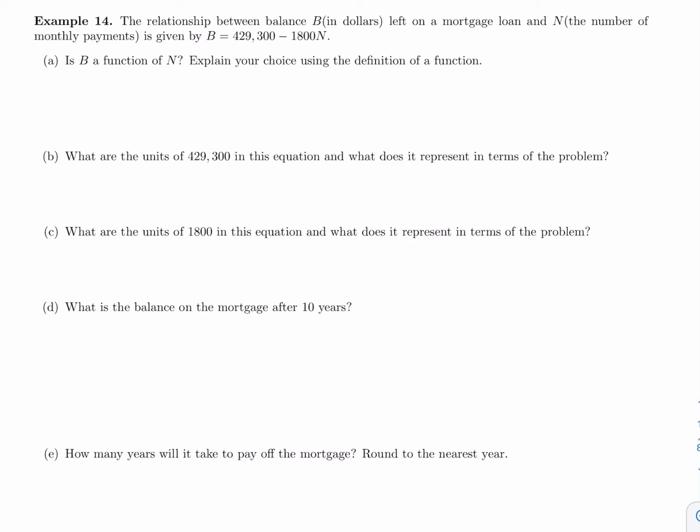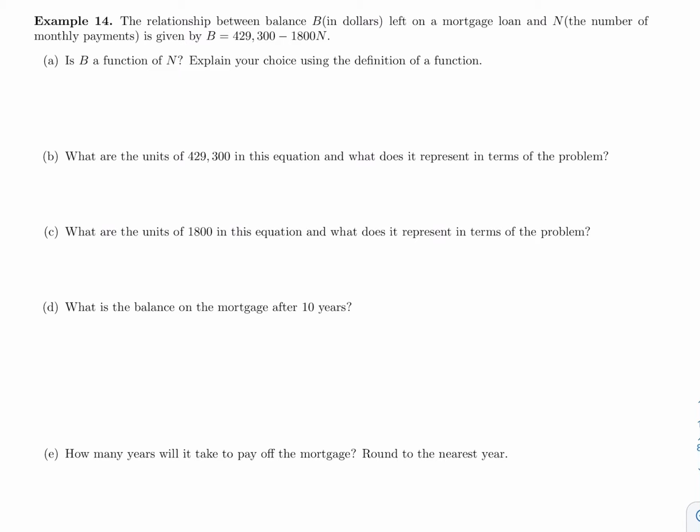In this example, the relationship between balance B in dollars left on a mortgage loan and N, the number of monthly payments, is given by B, the balance of the mortgage, equals $429,300 minus $1,800 times N, the number of monthly payments. So what's happening here is we have our mortgage starting out, and each month we're trying to subtract some money off of it because we're making payments. So as we make more monthly payments, our mortgage should go down.